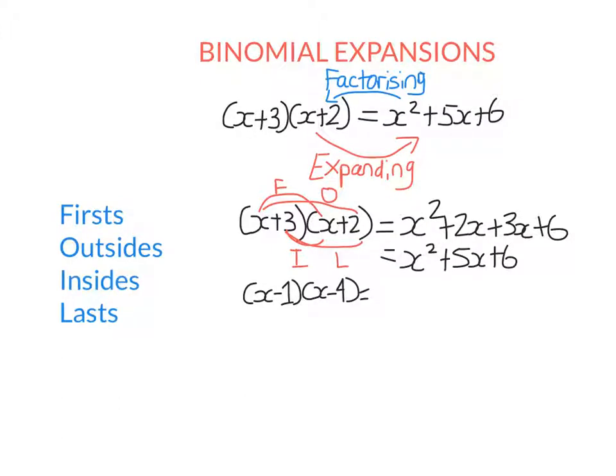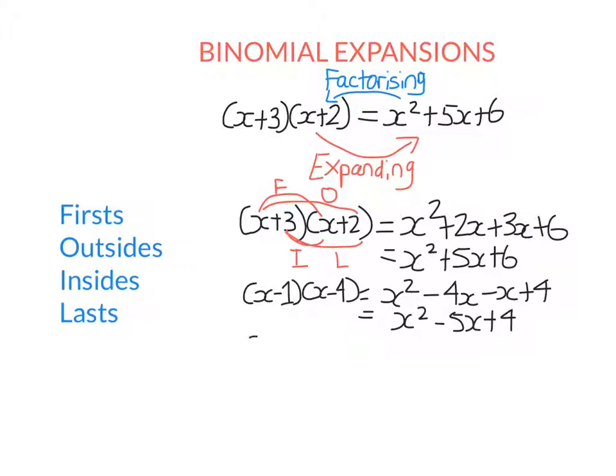Let's say we have x minus 1 times x minus 4. So firsts, x times x; outsides, x times minus 4; insides, minus 1 times x; and then lasts, minus 1 times minus 4. Once again, we collect like terms. We get x squared minus 5x plus 4.